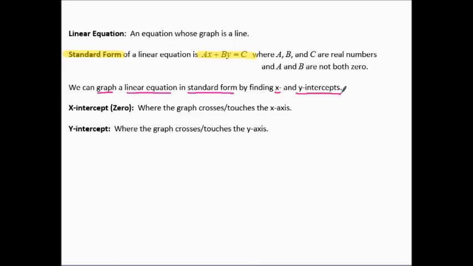So let's review x and y intercepts. Recall that an x-intercept, or a zero, is where the graph crosses or touches the x-axis. And at the x-intercept, remember that y is equal to 0. My y-intercept is similar. My y-intercept is where the graph crosses or touches the y-axis. And at the y-intercept, x is equal to 0. That's going to be important as we move forward in solving our equations. So let's take a look at some examples.